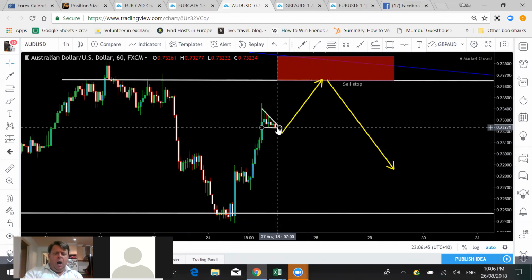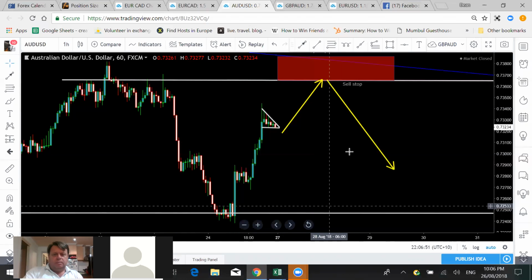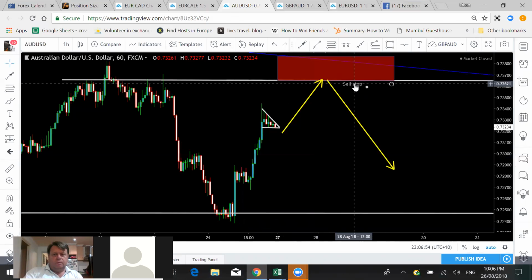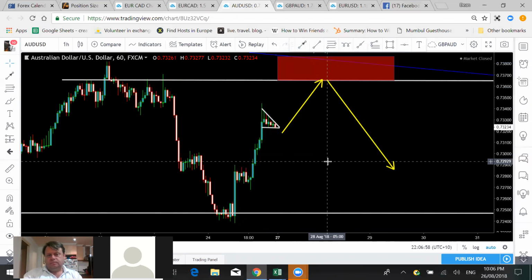Yeah, no, it's really good. But if not, then it comes all the way down to here. Well, then we'll look for possible buys off this particular support level and go back up. So right now, that's what I'm looking for, the red zone.